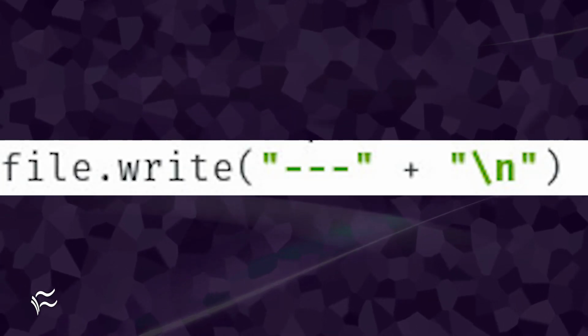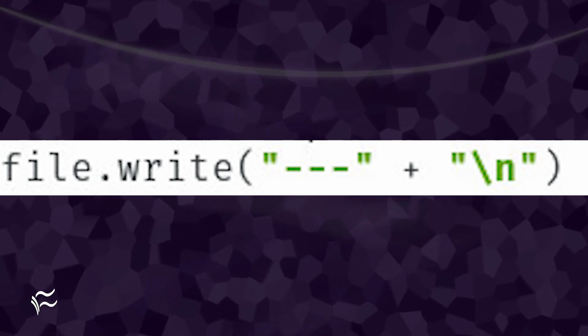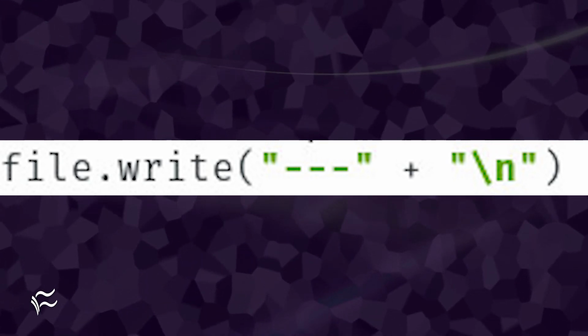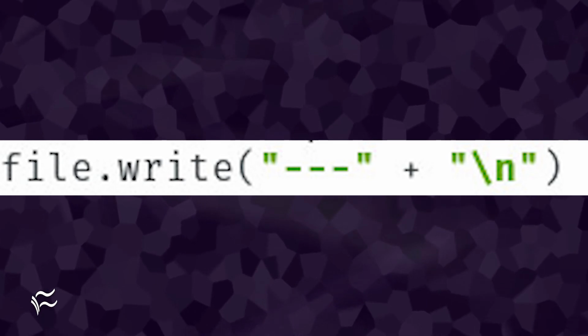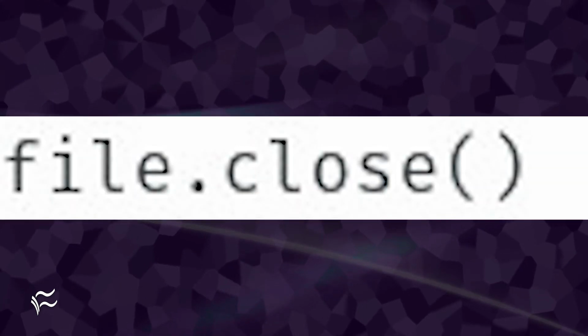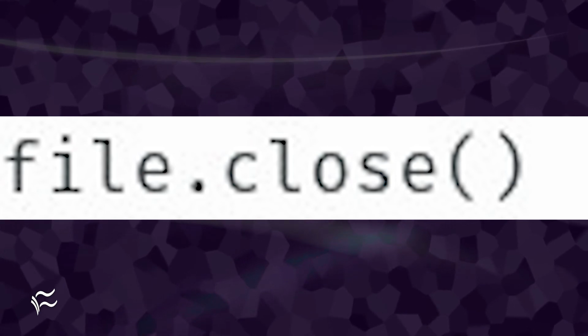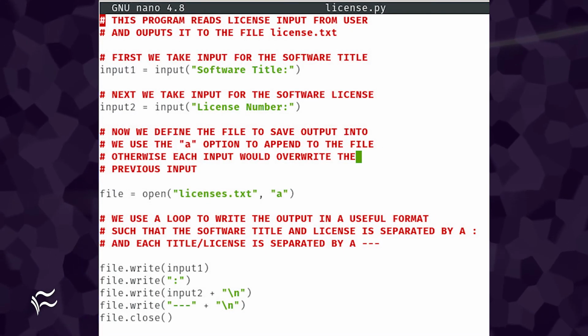Our next line writes out the dashes and adds a new line like so: file.write("---" + "\n"). Lastly, we close out the file write session with the line file.close(). And that's it for our Python 3 code.